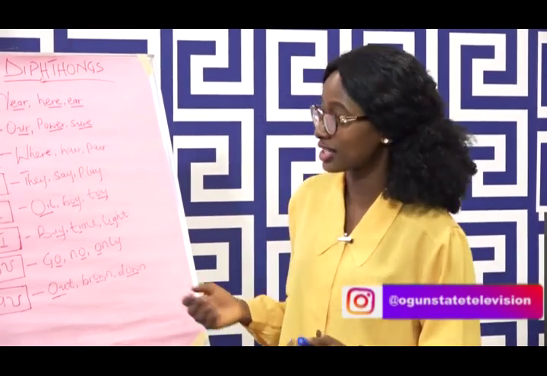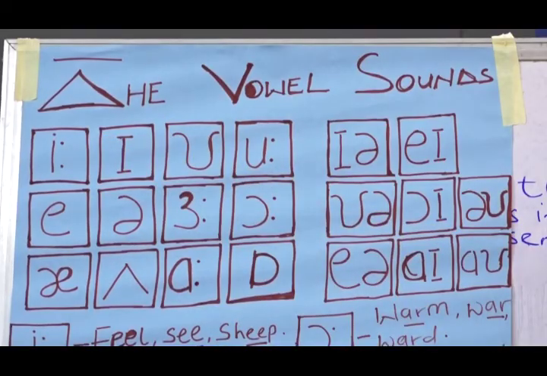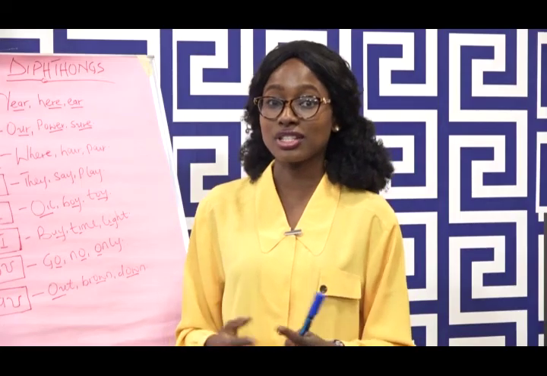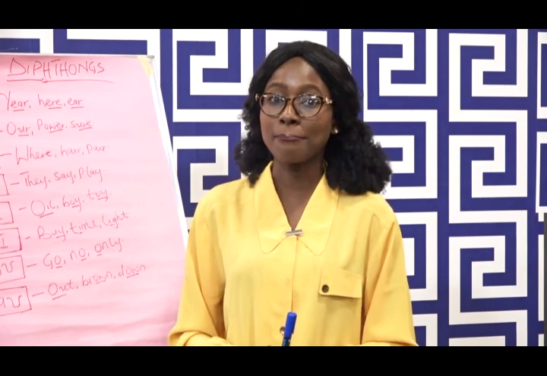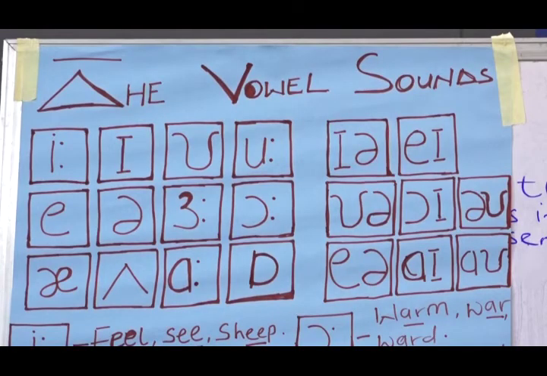I'll take, for instance, this sound, E. The air flows out freely without any blockage. Now, when you look at the consonant sound, B, you see that the air is restricted at some point during the production.